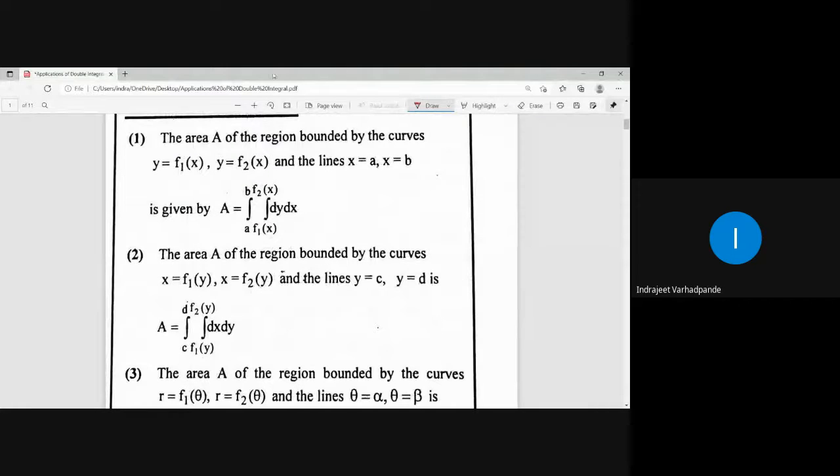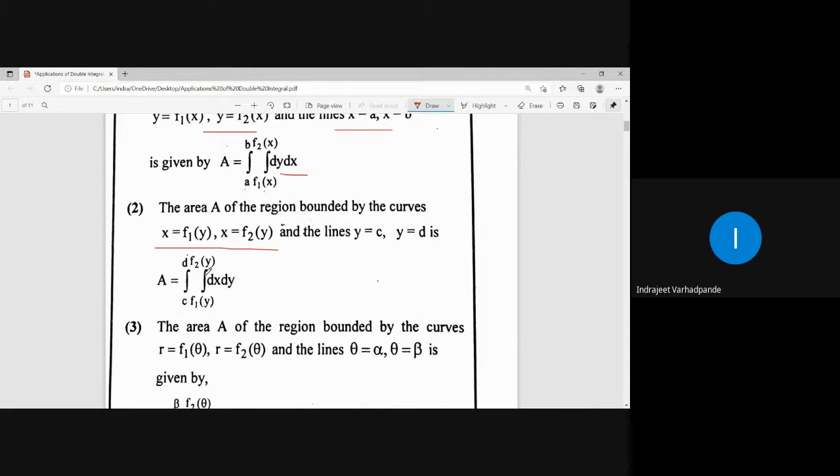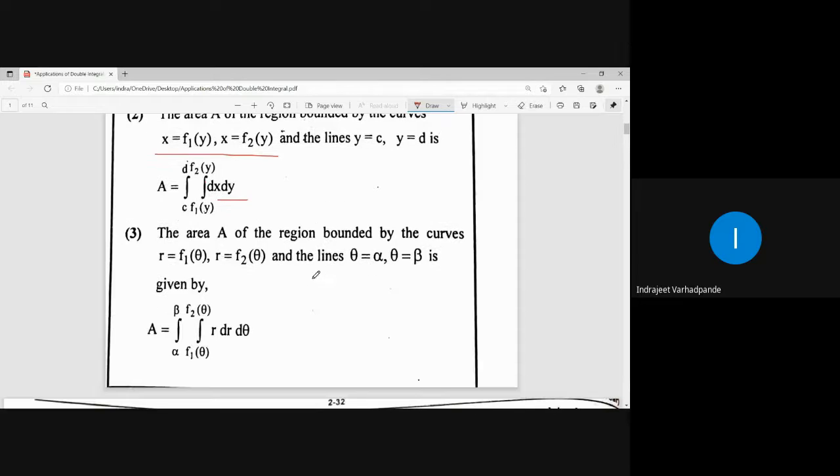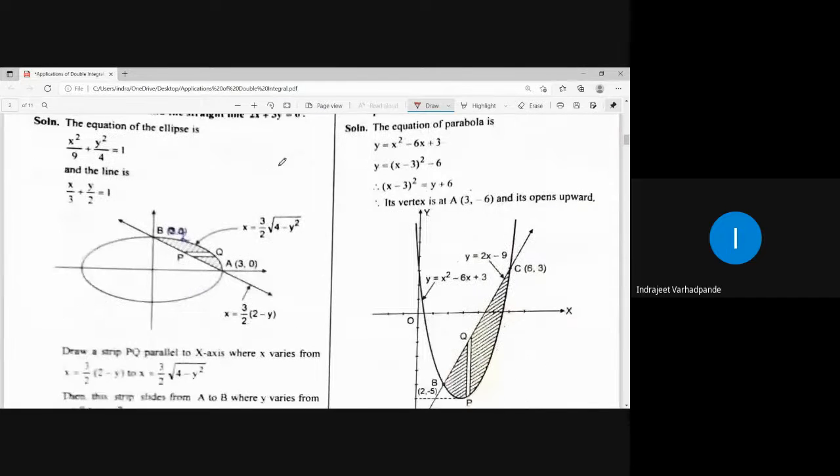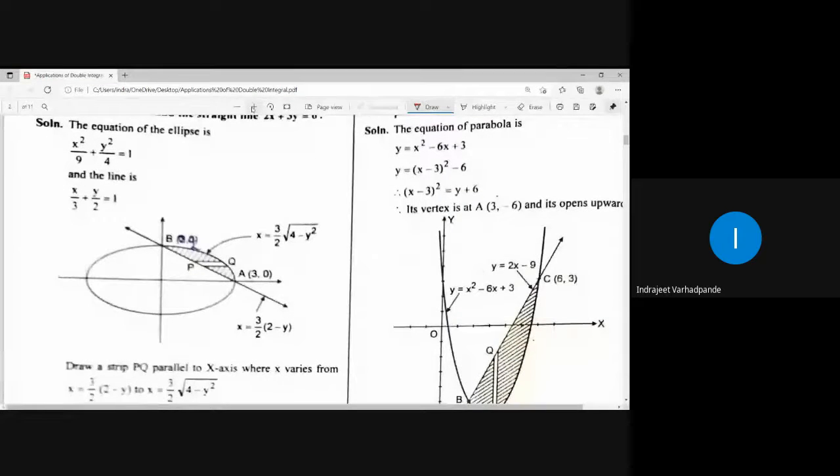So important formula again just for your revision: area A of the region bounded by the curves and the lines, integral a to b, f1 of x to f2 of x, dy dx. Area which is bounded by x is equal to f1 of y, f2 of y, lines will be c to d, f1 of y to f2 of y, dx and dy. If it is polar, alpha to beta, f1 of theta to f2 of theta, r dr d theta. So that is how the simplification is done and we get the answer.